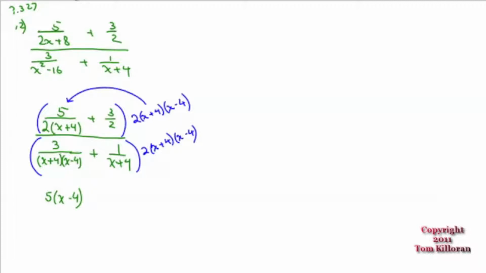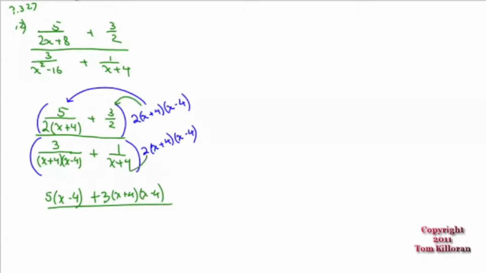All right, over here, when it hits this second fraction, what happens? 2's cancel out. Only the 2's cancel out. So you're left with a positive 3, x plus 4, x minus 4, all over 6.